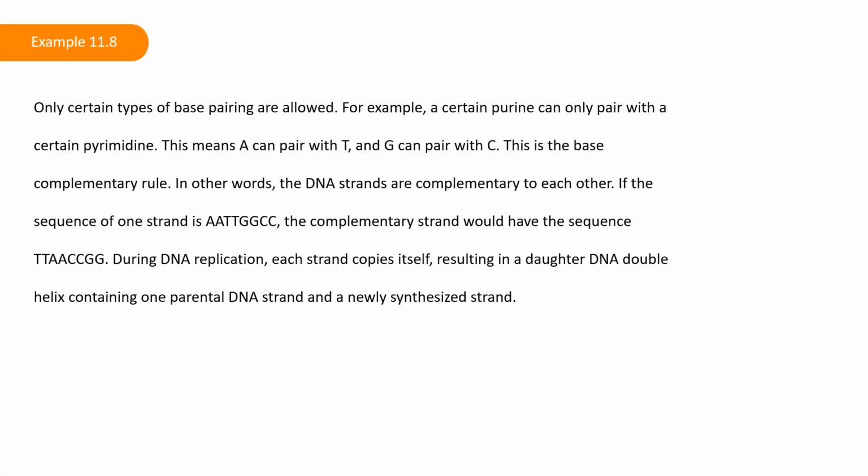Only certain types of base pairing are allowed. For example, a certain purine can only pair with a certain pyrimidine. This means A can pair with T and G can pair with C. This is the base complementary rule. In other words, the DNA strands are complementary to each other.